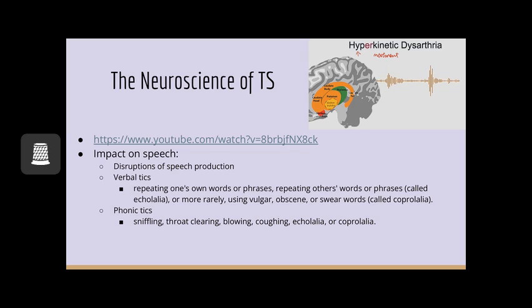The neuroscience of Tourette syndrome is not fully understood, but many studies suggest that an important role exists for a group of structures known as the basal ganglia. And as we know, that includes the caudate, putamen, globus pallidus, substantia nigra, and subthalamic nucleus.